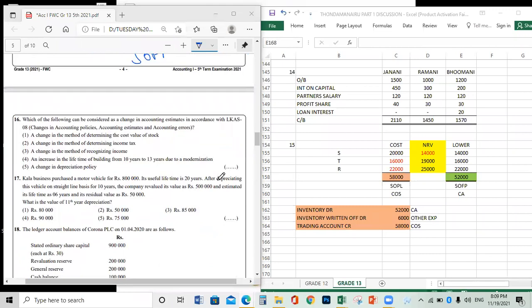Which of the following can be considered as a change in accounting estimates in accordance with LKS 8? What do you think is the answer? Accounting estimate. So the first one, they are talking about what? First one, guys, they are talking about FIFO or weighted average cost. Okay, I'll read it. First of all, you all read.